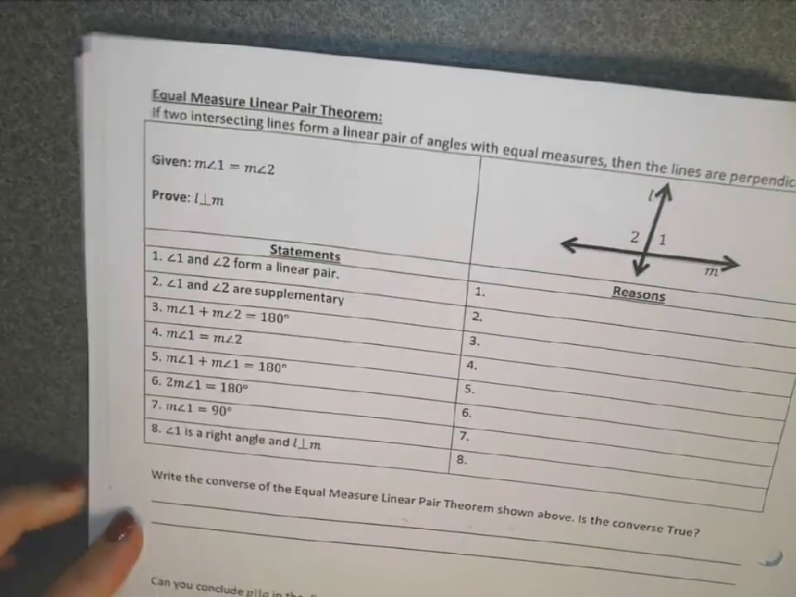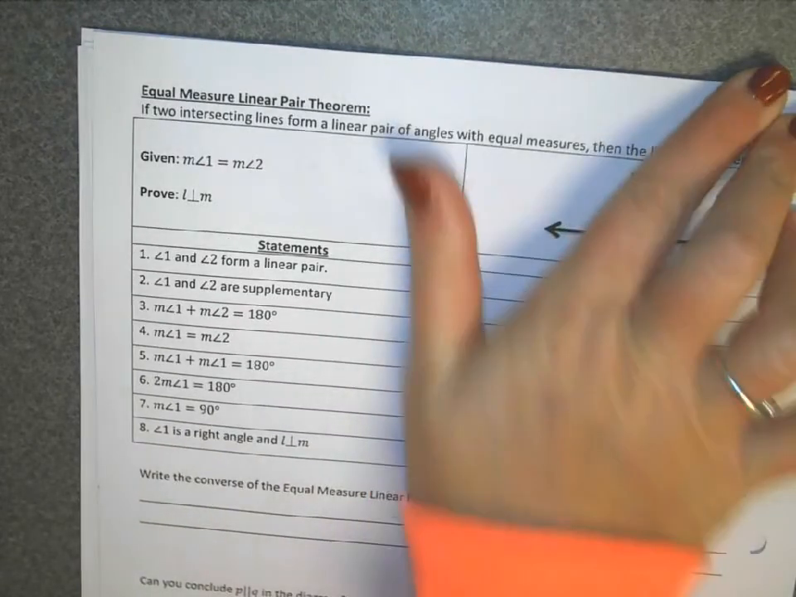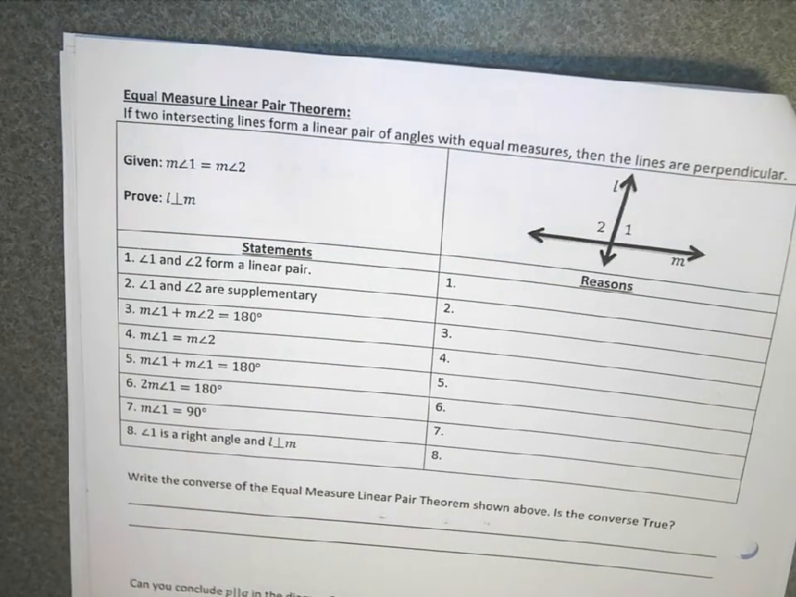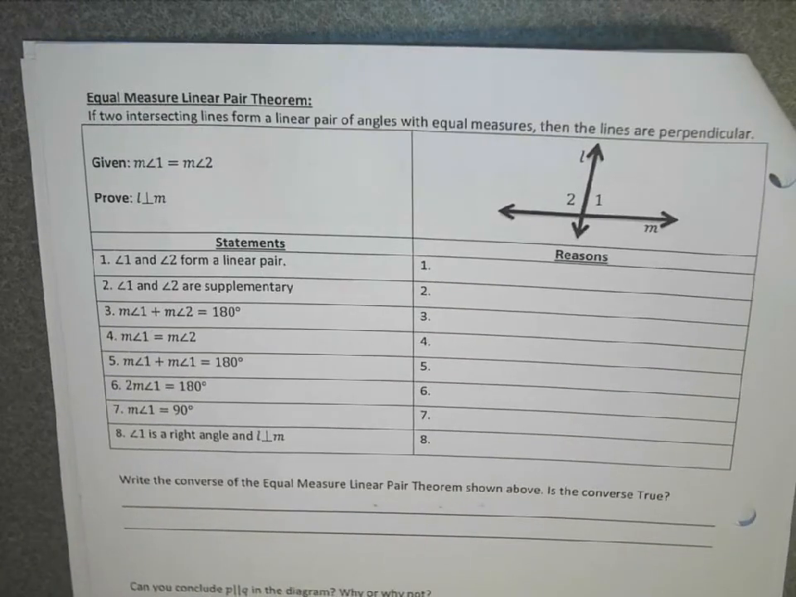All right, let's flip this over. And we have another proof here. The equal measure linear pair theorem. If 2 intersecting lines form a linear pair of angles with equal measures, then the lines are perpendicular. So we're going to try to prove this.